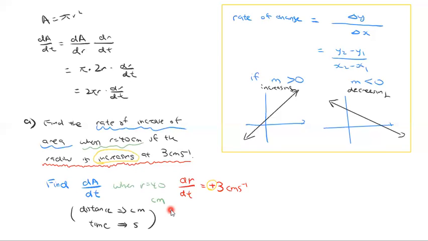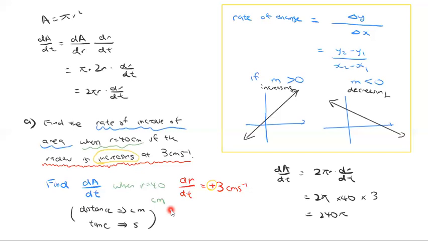All right, so then we just basically go ahead and sub it in. So dA/dt equals 2 pi r dr/dt. We know that r is 40, so times that, and dr/dt is 3. And in this case, it would just be 240 pi. So the answer is 240 pi.